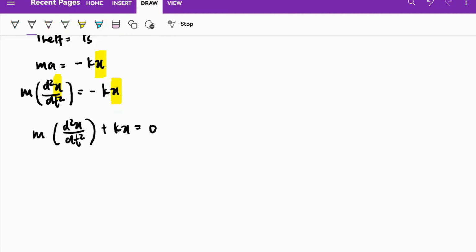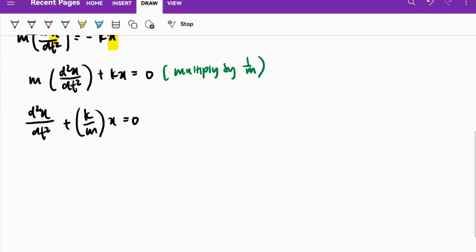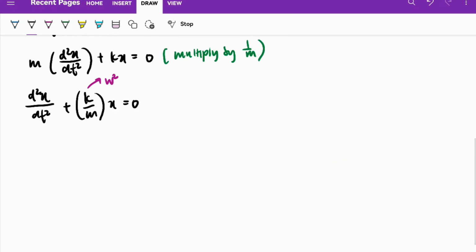Now let's multiply the entire equation by 1 over m, or in simple words, divide it by m. You will get d2x over dt squared plus k over m x equals 0. In the previous video, we discussed what k over m is, and we know k over m is actually omega squared. So let's refine this equation by rewriting it with omega squared x equals 0.